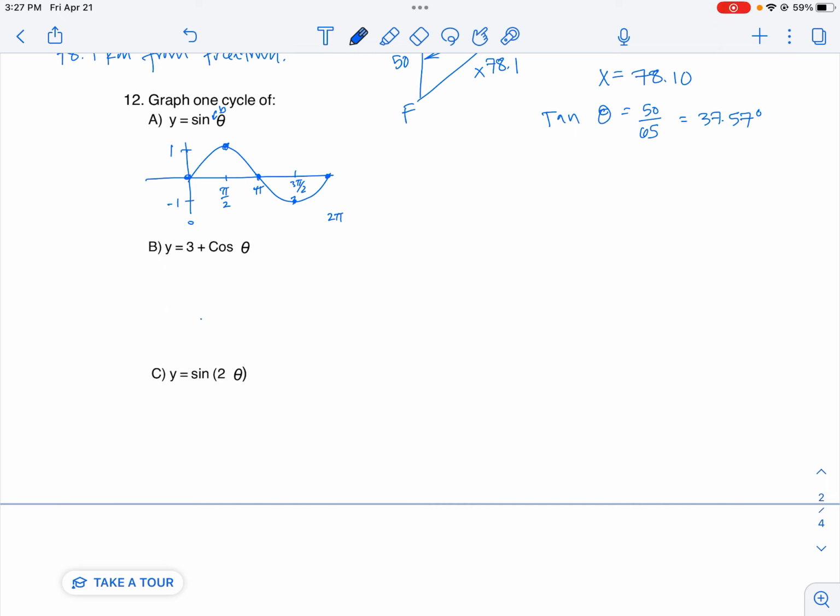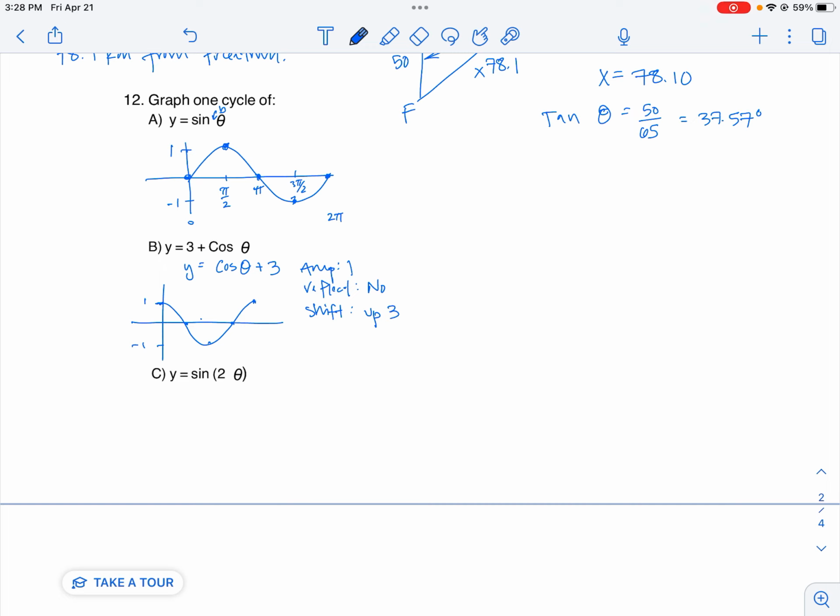Now I'm going to graph y equals 3 plus cosine theta, and I would suggest maybe rewriting this as cosine theta plus 3 to be able to identify that that is the cosine curve moved up 3 units. So our cosine function looks like this, the parent function for cosine. As I take a look at this, the amplitude is just 1. There's been no reflection. There's been no phase shift. The shift is just up 3 units.